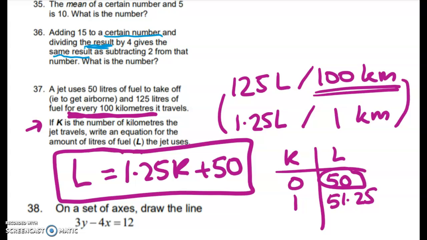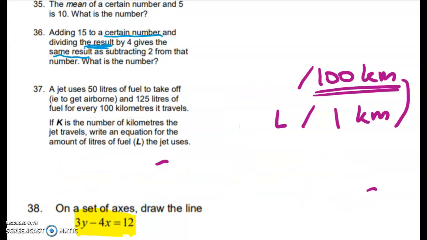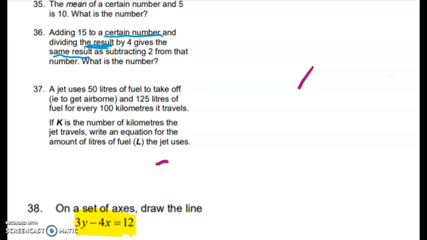We have to draw this line, 3y minus 4x is equal to 12. And you'll notice that that's not in our usual format. We've got two options for how to do this. We can either rewrite it to get it into y equals mx plus c form, or we can use the cover-up method. So I'm going to do that first.